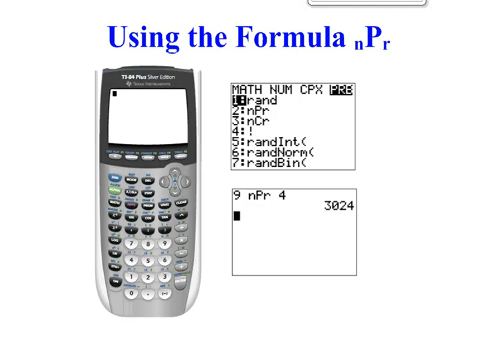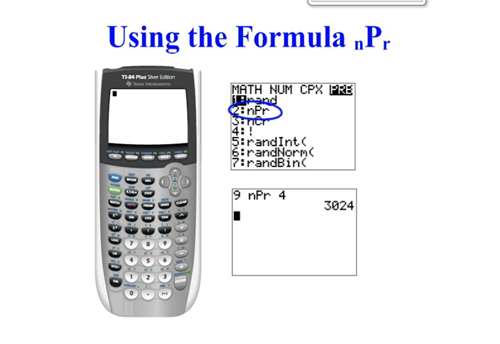Grab your calculator and hit the math button again. Go over to probability. It could be PRB or it could be PROB, depending on what software you have on your calculator. And look at number 2 right here where it says nPr. That's our permutation function right there. That's what we would use if we were calculating permutations.